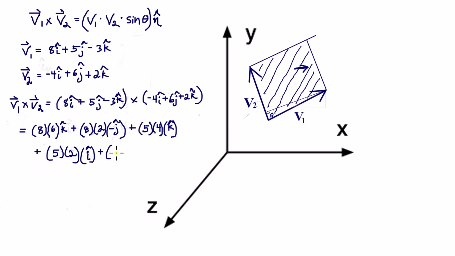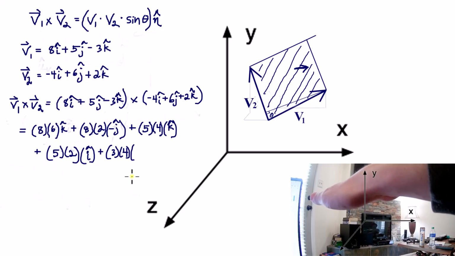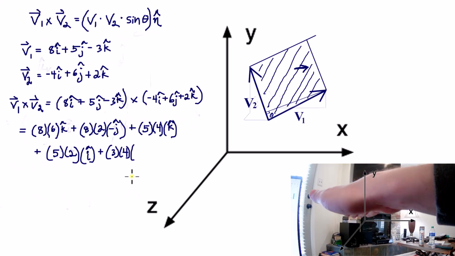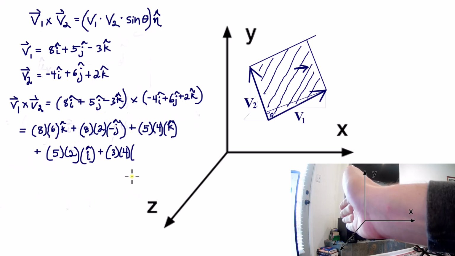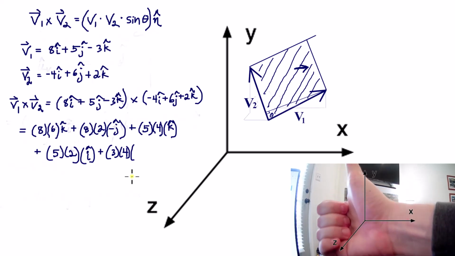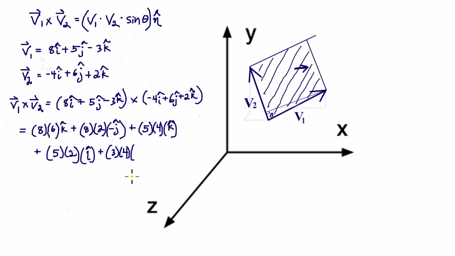Okay, minus 3 k hat cross minus 4 i hat. Just put 3, positive 4. Now let's cross minus k hat with minus i hat. So in the right hand, the palm in the minus z direction, and the fingers facing negative x. Push negative z to negative x. The thumb is facing in positive y.